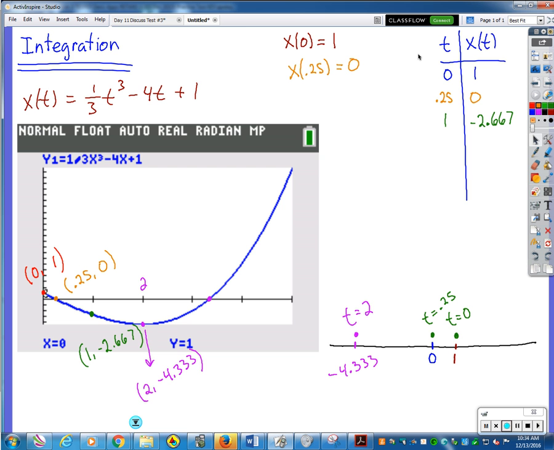So I say on my little chart here that at time 2, the particle was at negative 4.333. Then when we got to about 3.3, the particle was back here at 0. So this coordinate here is about 3.3, 0 roughly. How many knew that before she said it? 2, and then 3 for Tara.